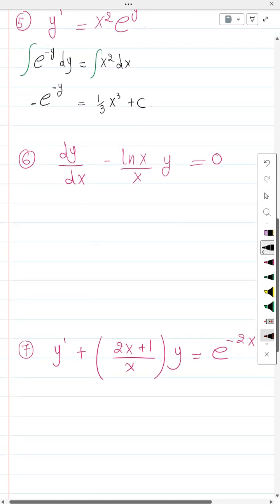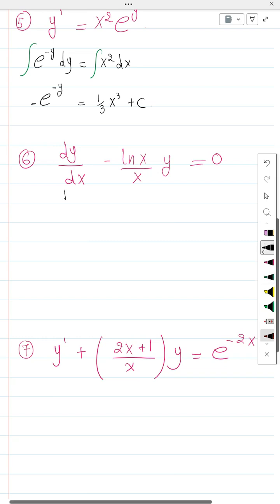So let's see the sixth example. It's dy over dx minus ln x over x times y equals 0. As you can see, this is a type of linear differential equation, but as I told you, the first thing that you need to see is if it is separable, since this equation we can solve in at least two ways. So let's see if it is a separable differential equation.